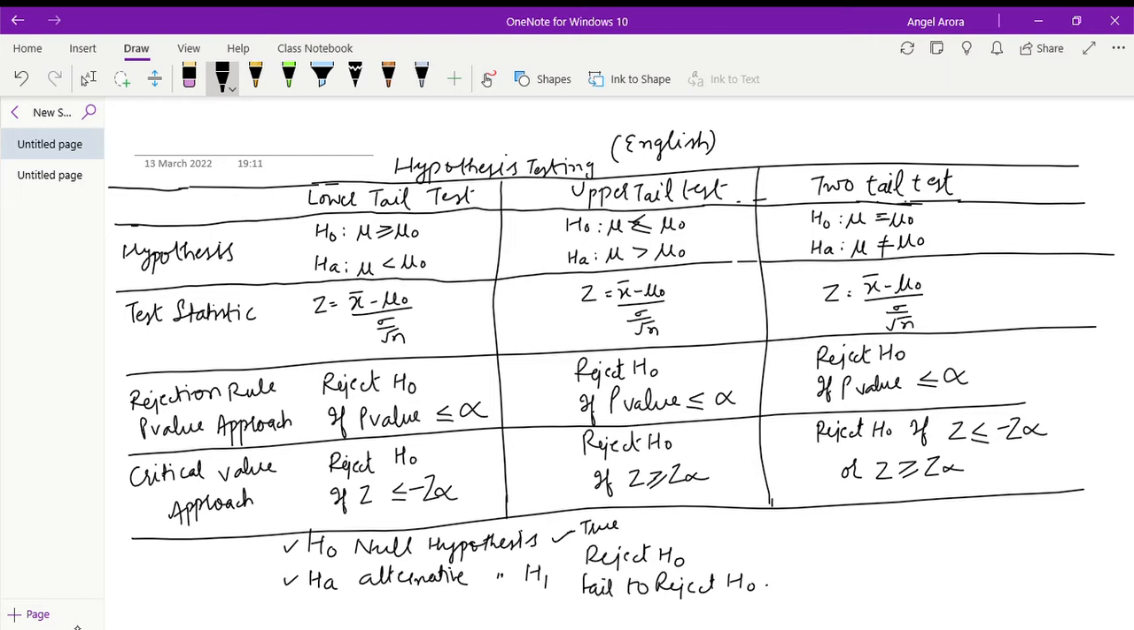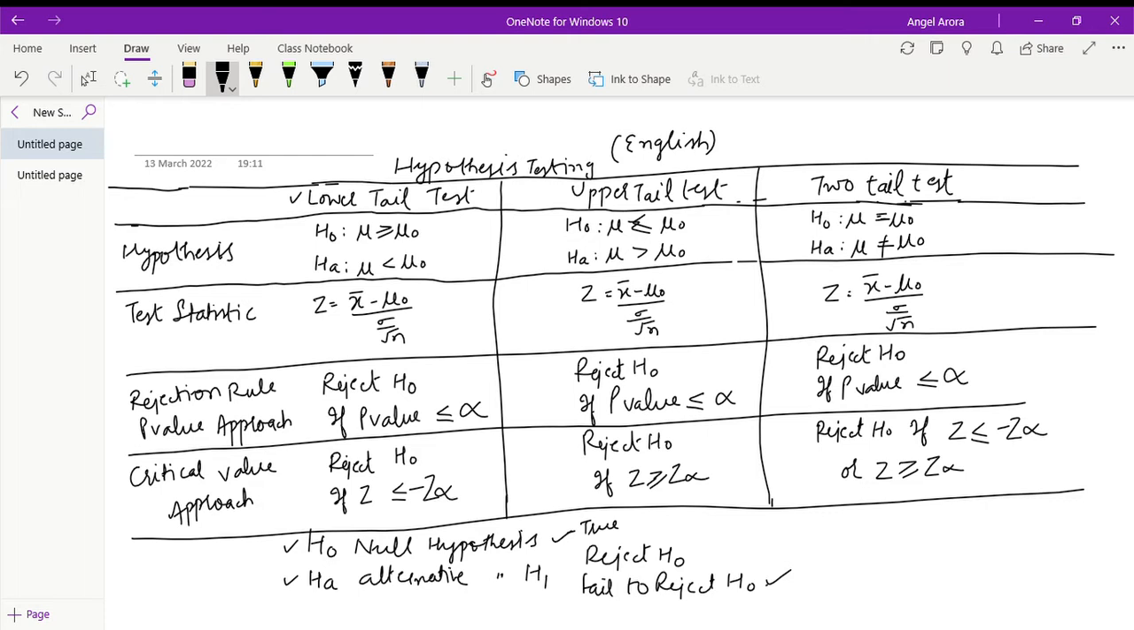So we are not going to say accept the null hypothesis. We are going to say that we fail to reject the null hypothesis. This is the right language. So I am going to explain this table to you with the help of some examples. For example, the first column is of lower tail test. So what is lower tail test? Let's take an example.